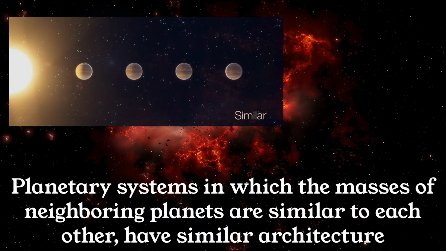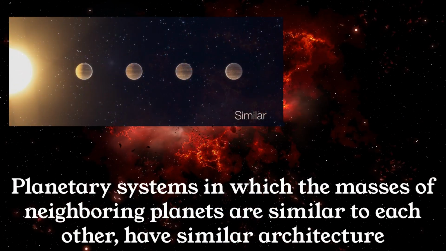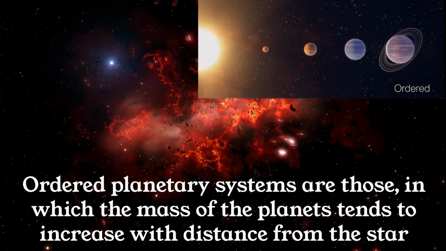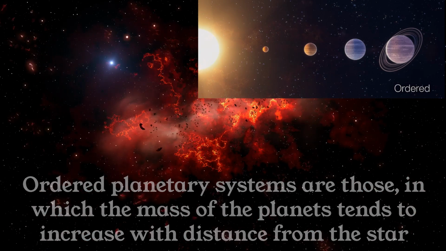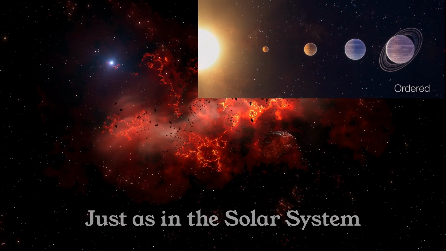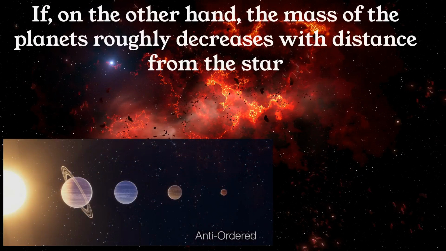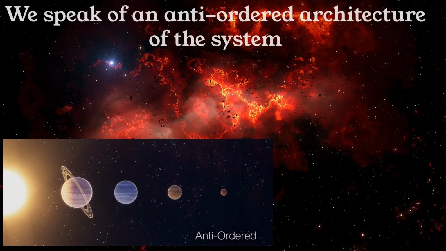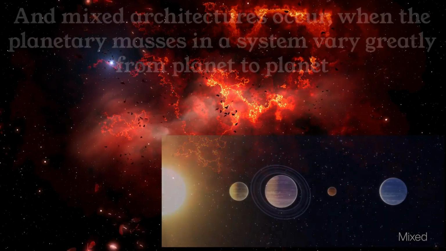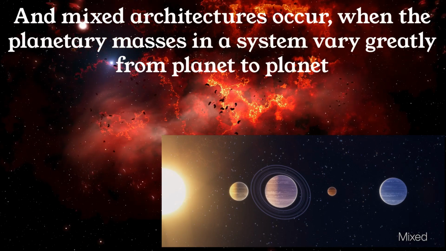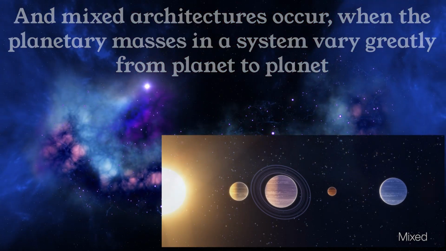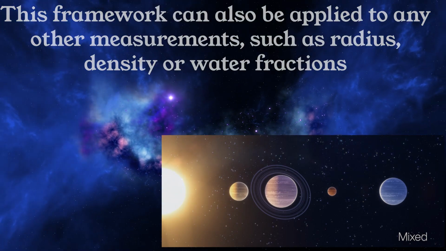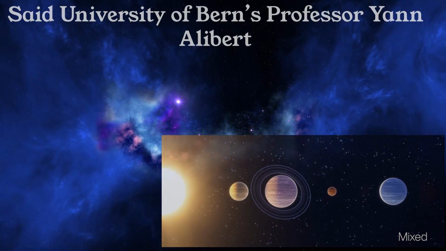Planetary systems in which the masses of neighboring planets are similar to each other have similar architecture. Ordered planetary systems are those in which the mass of the planets tends to increase with distance from the star, just as in the solar system. If, on the other hand, the mass of the planets roughly decreases with distance from the star, we speak of an anti-ordered architecture of the system. And mixed architectures occur when the planetary masses in a system vary greatly from planet to planet. This framework can also be applied to any other measurements, such as radius, density, or water fractions.